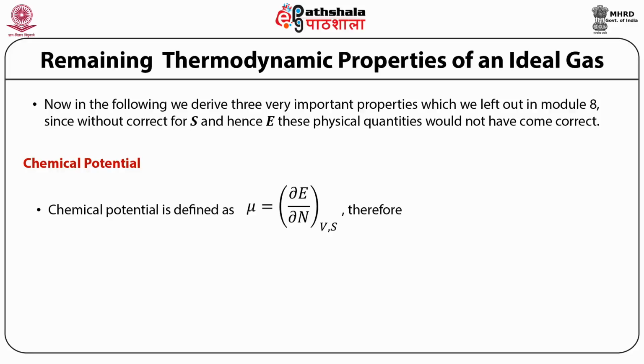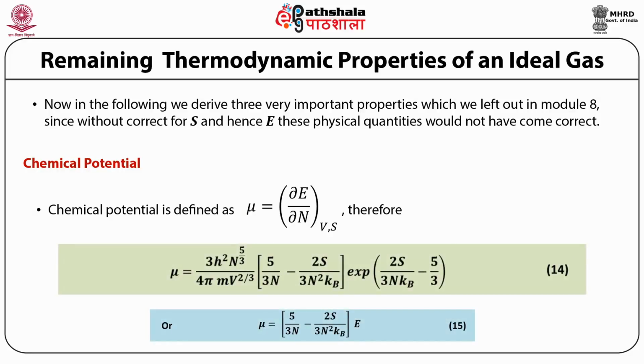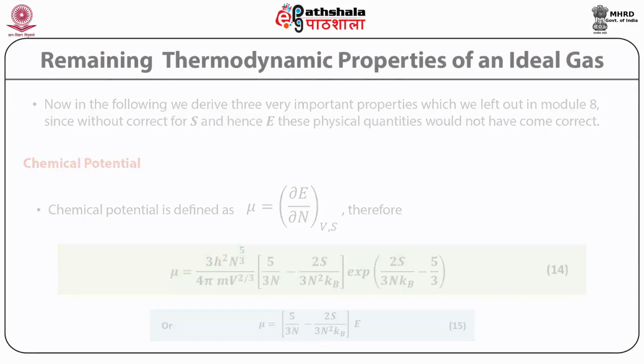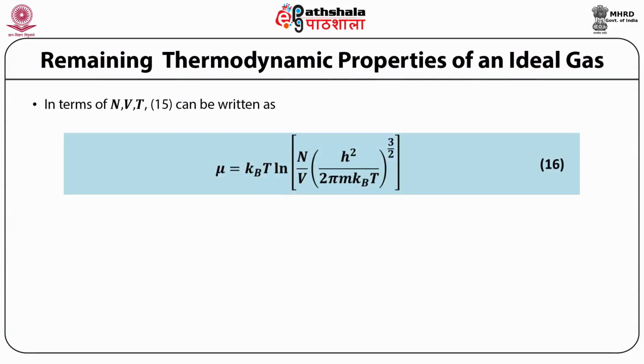Therefore, mu is equal to 3h square N raised to power 5 by 3 divided by 4 pi m V raised to power 2 by 3 multiplied by 5 upon 3N minus 2S upon 3N square kB multiplied by e raised to power 2S divided by 3N kB minus 5 upon 3, or mu is equal to 5 upon 3N minus 2S upon 3N square kB into E. In terms of N, V and T, 15 can be written as mu is equal to kBT log of N upon V h square upon 2 pi m kBT raised to power 3 by 2.